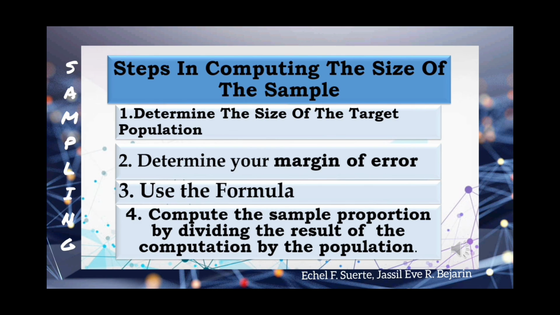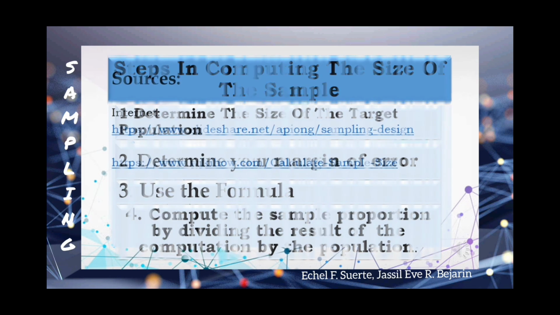Again, these are the steps in computing the size of the sample. First, determine the size of the target population. Second, determine your margin of error. Third, use the formula. Fourth, compute the sample proportion by dividing the result of the computation by the population.